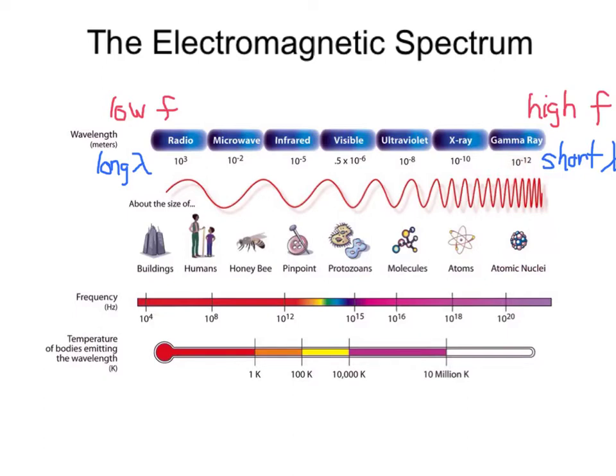minus 12 meters. It's also important to note that objects that produce these different light waves vary in temperature. That is, a very low energy cool object emits radio waves, but a very high energy object, high temperature, will produce gamma rays. Let's take a look at how objects appear at different wavelengths.